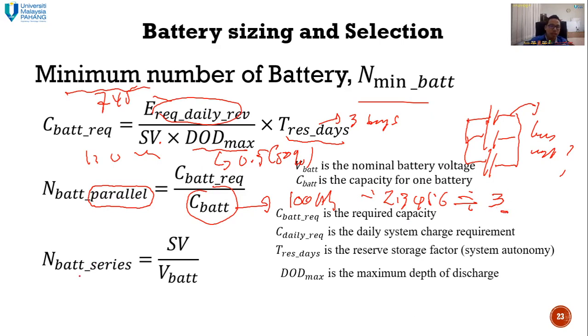So the same thing, this one is very easy. N battery series is very easy. Let's say we have the SV of 12 volt. Because the V battery you use in most cases is 12 volt, it becomes 1, if the SV is 12 volt. So this is the equation to calculate the minimum number of batteries.